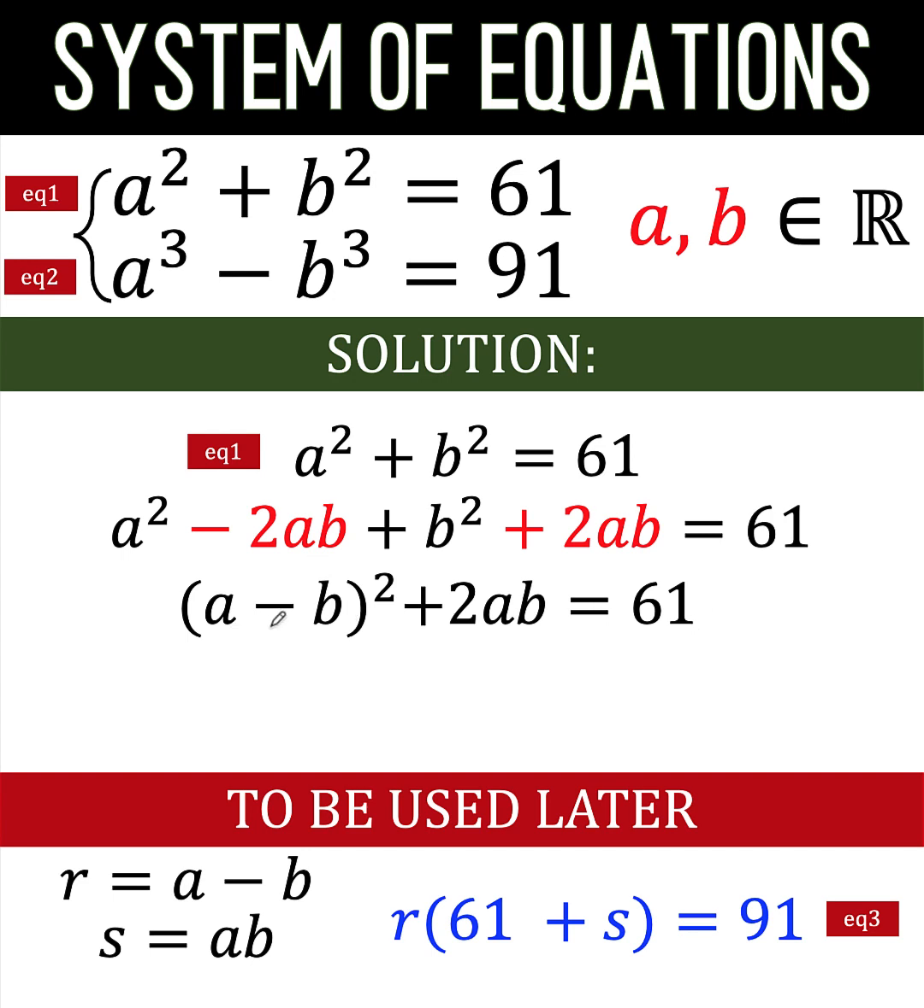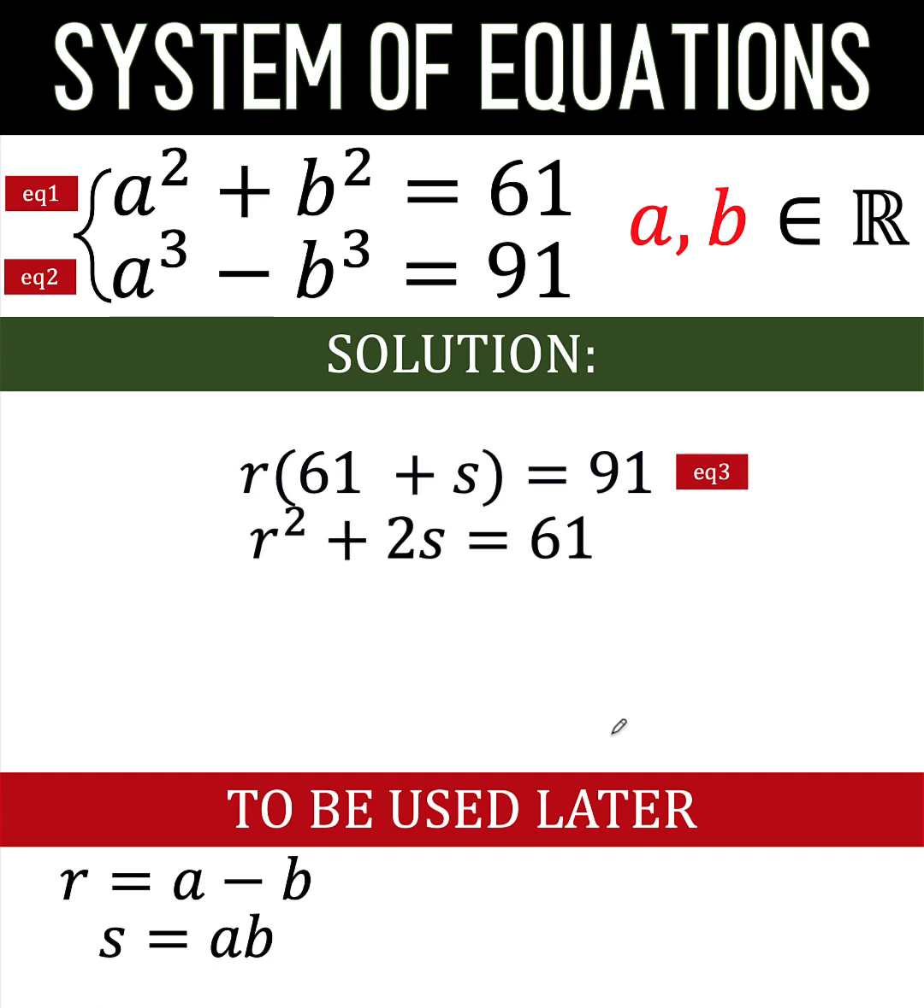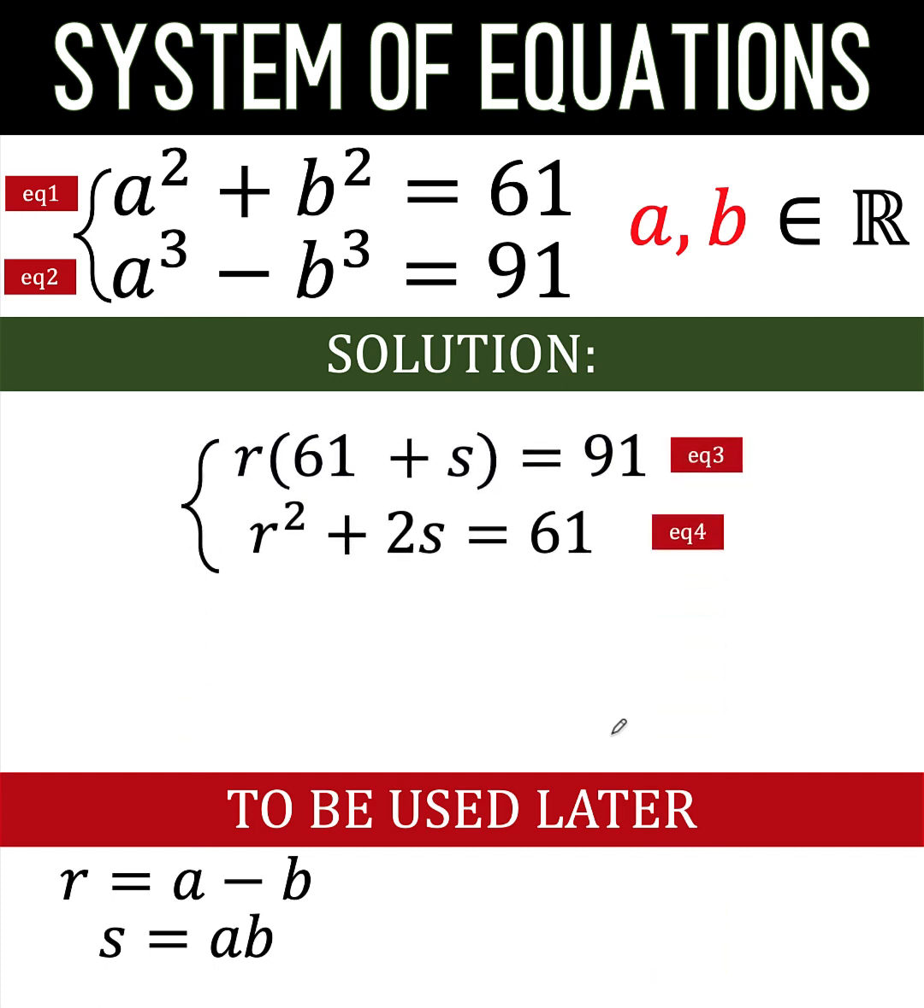So you now have here the expression a minus b and the expression a times b, which we know have corresponding variable substitutions in terms of r and s, and we do the substitution now. Replace a minus b with r, replace a times b with s, and let's call this our equation number 4. We now have here two equations in two variables r and s, equivalent to the first two equations, where the fourth equation is equivalent to the first equation, the third equation is equivalent to the second equation.